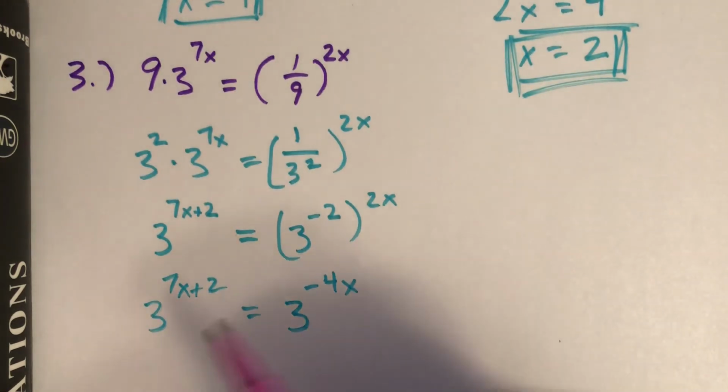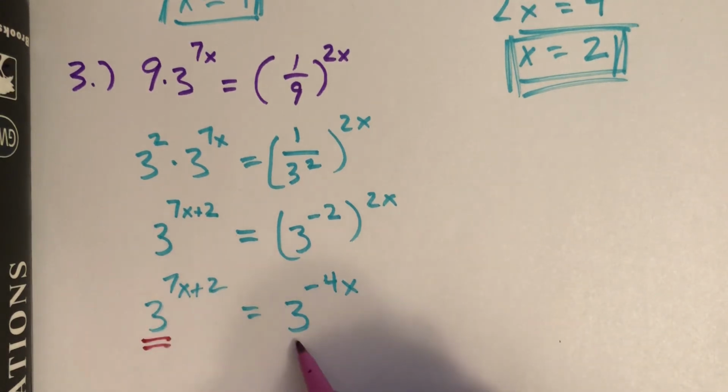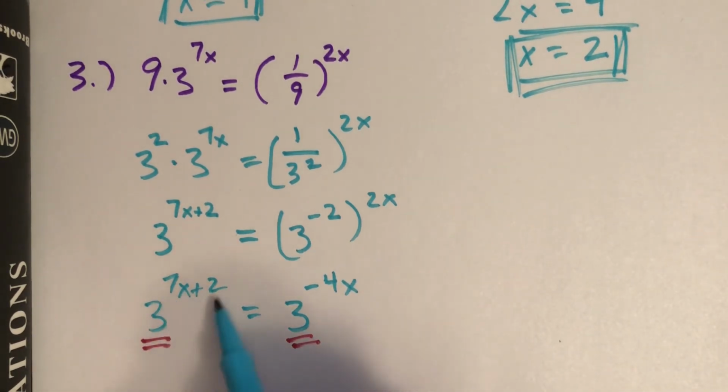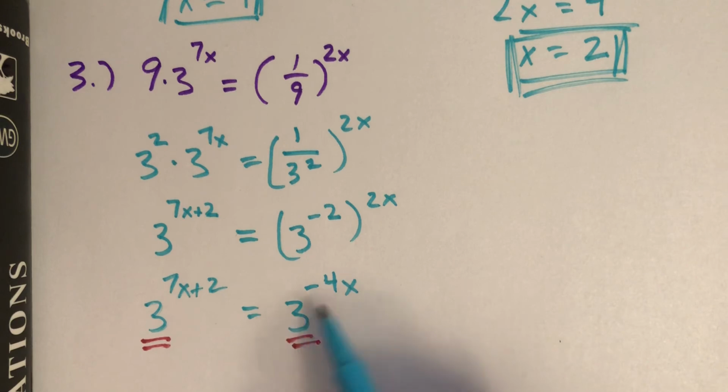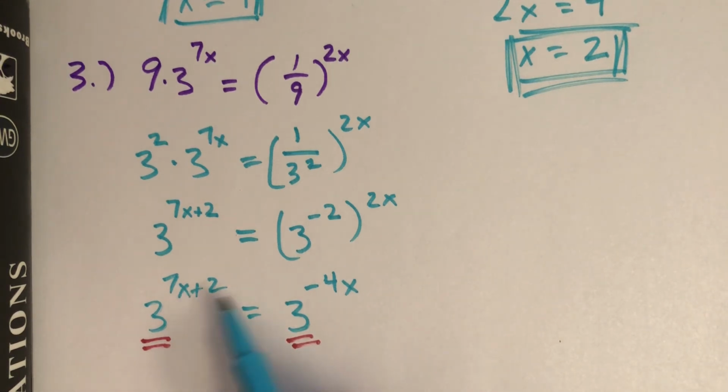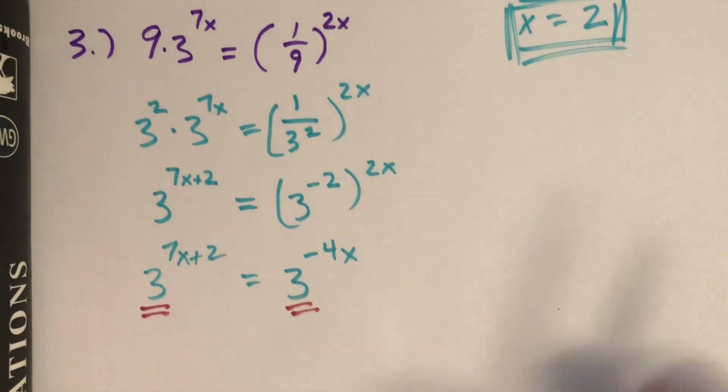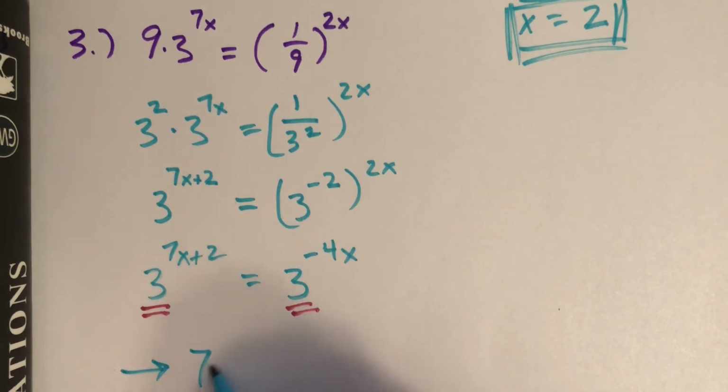Just to be clear here, because it's a few more steps than the other ones, our goal was to rewrite both sides with the same base, right? So if I have 3 to some power equals 3 to some possibly different power, well, we know that because this is 1 to 1, these can't be different. They have to be the same. So 7x plus 2 has to be negative 4x. So we write that, 7x plus 2 has to be negative 4x.